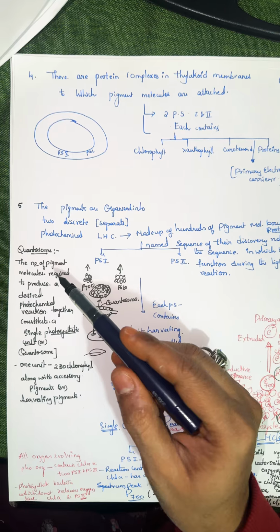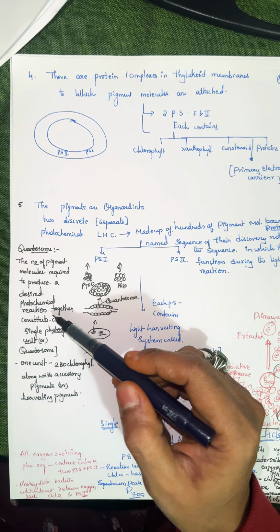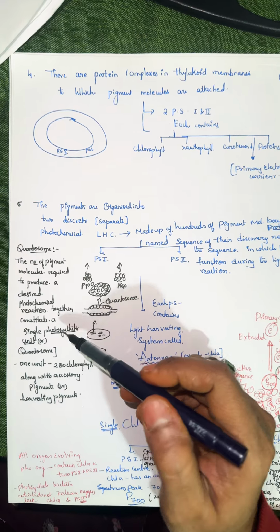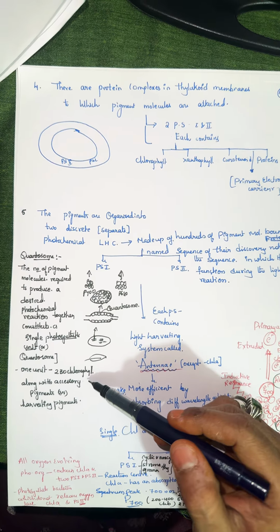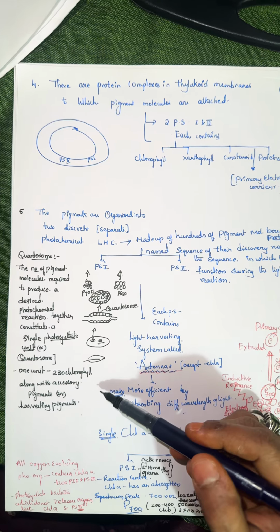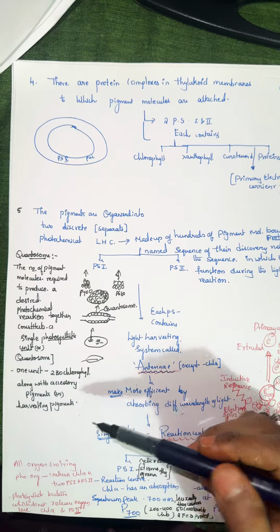What exactly is the quantosome? The number of pigment molecules required to produce the desired photochemical reaction together constitute a single photosynthetic unit, which we can call a quantosome. One unit contains approximately 230 chlorophyll molecules along with the accessory or harvesting pigments.